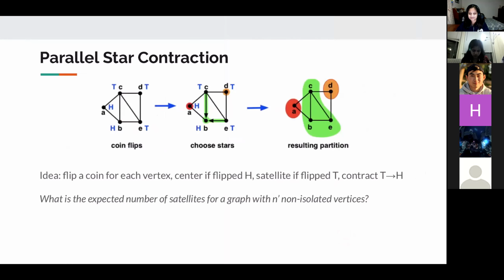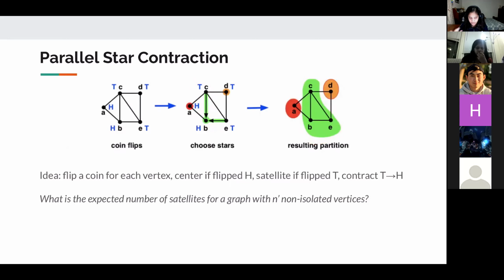star contraction. Instead of flipping a coin for an edge, we're going to flip a coin for a vertex. A vertex becomes a center if it flipped heads, like A, and it becomes a satellite if it flipped tails. If it's a satellite, it's going to pick one of its neighbors that did flip heads to contract into. So in this example, C picks B as its center, and E also picks B. So our partitions look like this, with the different colors.